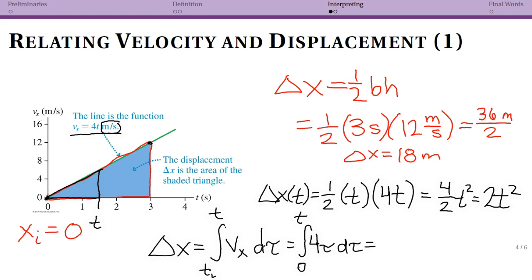Now when I integrate tau, I would get 1/2 tau squared. So doing out the integral, I'm going to have 2 tau squared evaluated at 0 and t, which is just going to equal 2t squared. So doing out the actual functional integral or doing out the geometry gives you the exact same answer. That's why it's okay to choose whichever one you think is easier. And depending on the situation, you might not be able to do a geometric interpretation, especially if this has a much more complicated functional form.